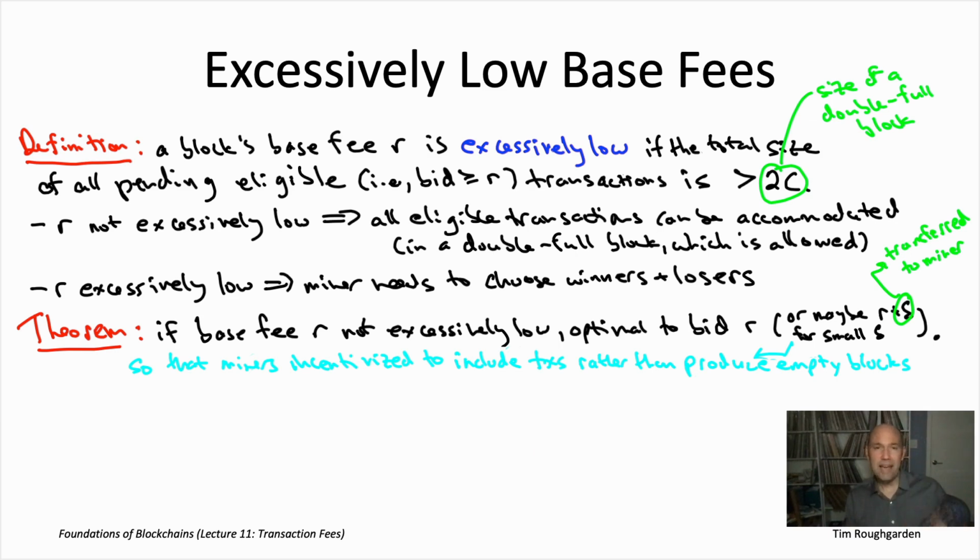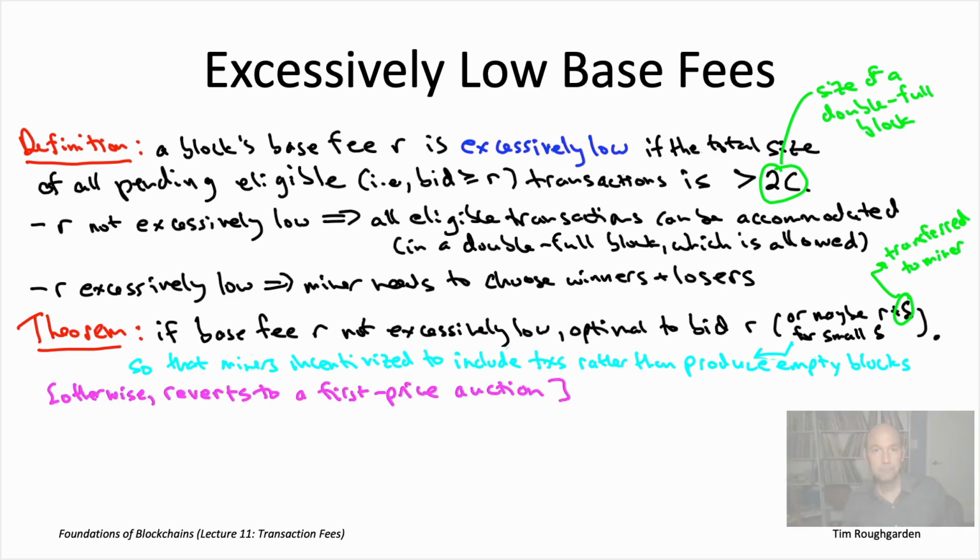So in this regime, the transaction fee mechanism does not act like a posted price mechanism. Again, as the creator of a transaction, you need to reason about how big you think your bid needs to be able to beat out all of the competition. So basically, when the base fee is excessively low, this transaction fee mechanism in EIP 1559 basically reverts back to a first price auction.